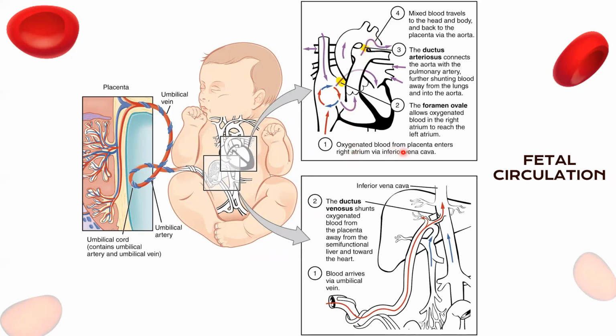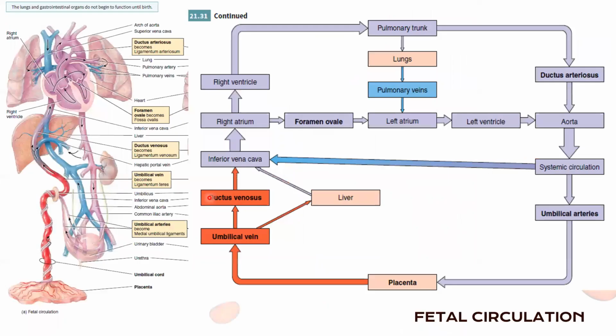Okay? Oxygenated blood from the placenta enters the right atrium via the inferior vena cava. Then the foramen ovale allows oxygenated blood to go from the right to the left, and blood from the pulmonary trunk through your ductus arteriosus goes immediately towards the aorta that is pumped towards the systemic circulation of the fetus. So this is the flow.